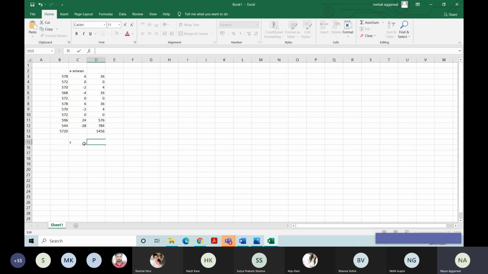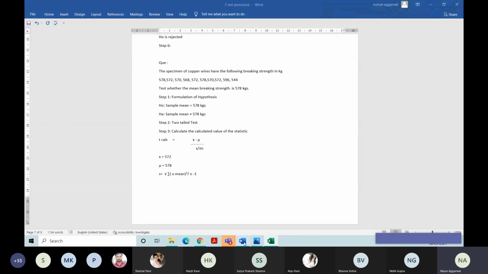You can write simply like this: S is equal to 1456 divided by 9. Instead of 10 you have to divide it with 9, that is n minus 1. So 1456 divided by 9 raised to the power 0.5, that is 1 by 2. So 12.71, 12.72, you can say your S value comes out to be 12.7.